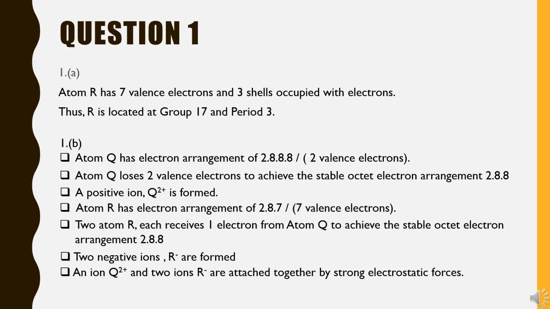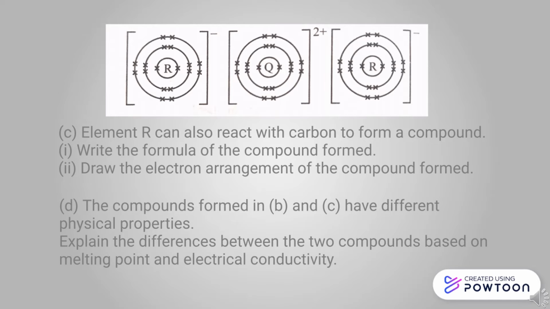The electron arrangement of atom R is 2.8.7. Atom R has to receive 1 electron to achieve the stable octet arrangement, which is 2.8.8. Then an anion R- is formed. A Q2+ ion and 2 R- ions will be attached together by strong electrostatic forces.